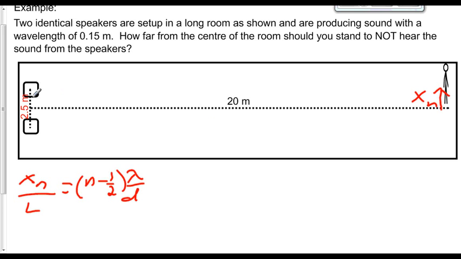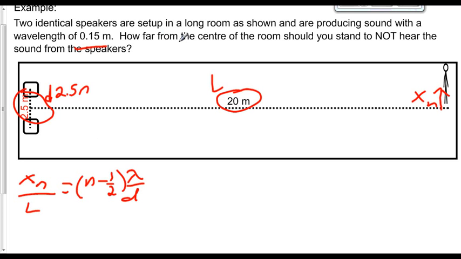So our 2.5 meters, that's going to be our d, because that's how far apart our speakers are from each other. We know our wavelength, that's given up here, 0.15 meters. Our length is 20 meters. So the only thing we're really missing then is n. What should we use for n?